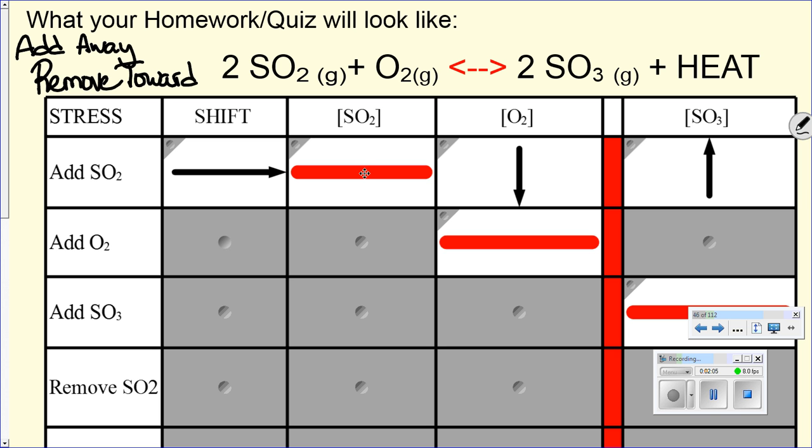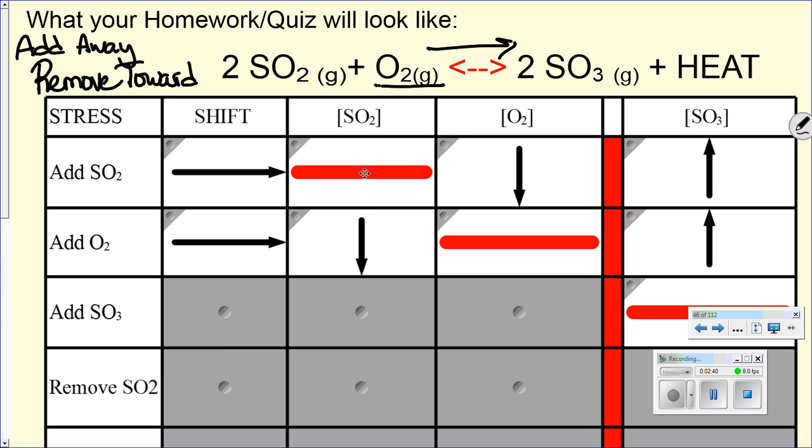So keep in mind your arrow of shift needs to make sense in terms of your concentrations. And since I'm shifting to the right, I have more of the stuff on the right side. I have less of the stuff on the left side. If I add O2, and again, I don't need to talk about O2, so I'm going to blank that out here. If I add O2, I'm going to add away, so I'm still going to shift in the same direction. So my direction of shift is the same. Now I'm using up O2, so SO2 and O2 are colliding more frequently, and when they collide more frequently, they're going to produce more SO3.